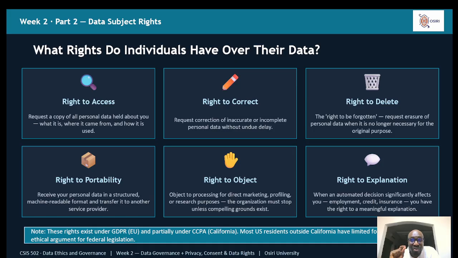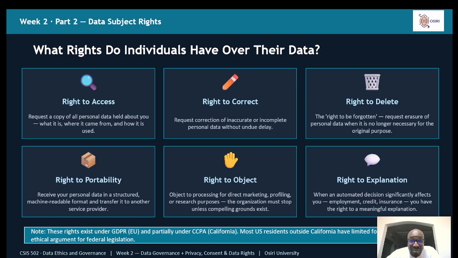What rights do individuals have over their data? We are meant to have rights to access. You are meant to be able to request a copy of all personal data held about you. Yes, you are meant to be able to send an email to Facebook, to WhatsApp. Your clients are meant to send an email to you requesting you to provide all access you have regarding their personal information, and you shouldn't hide any of their data.